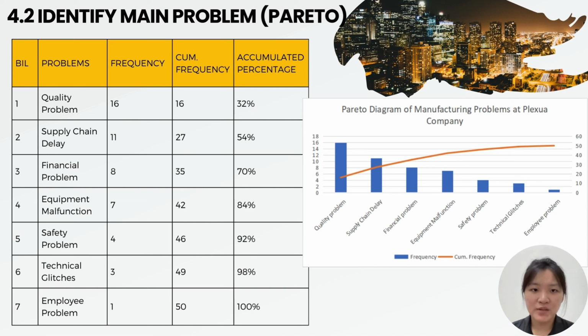There are many problems that happen in the manufacturing line, and the main problem is the quality problem. With feedback from 50 of their employees, quality problems accounted for 32% of the problems. This problem normally happens because the products supplied by suppliers are not of good quality, and it will affect customer satisfaction, brand reputation, and additional expenses.